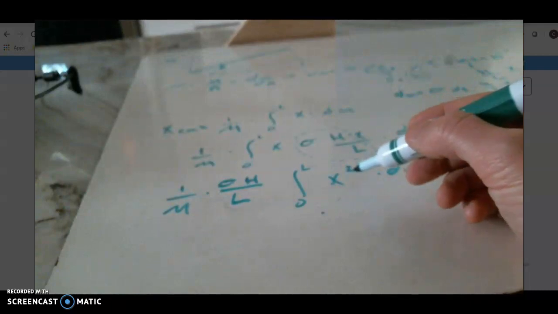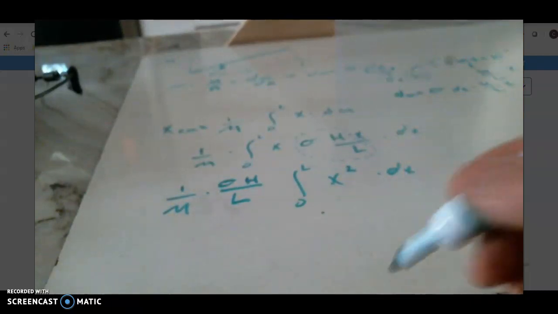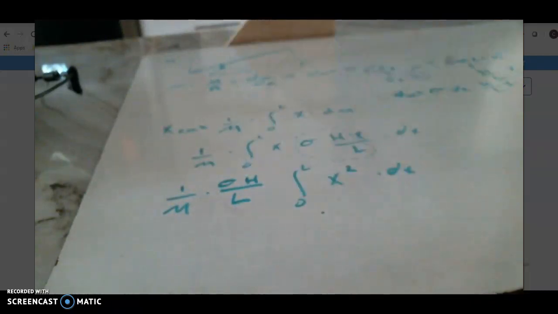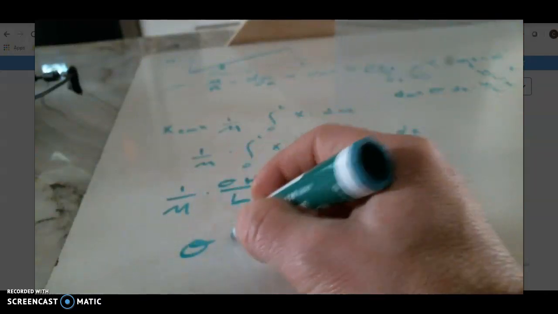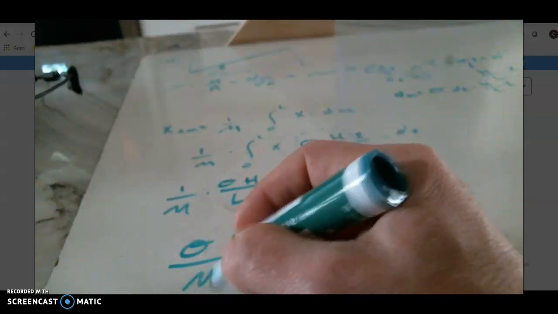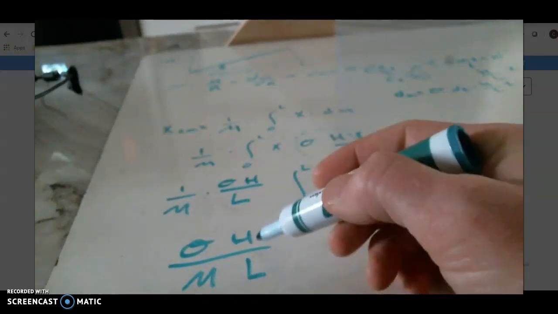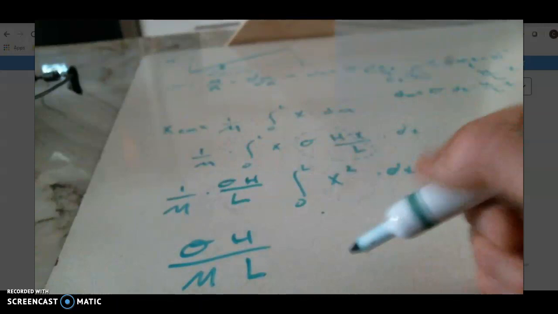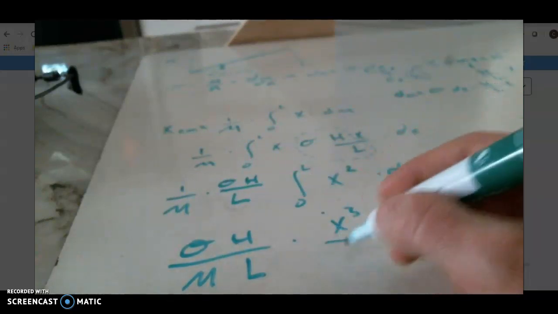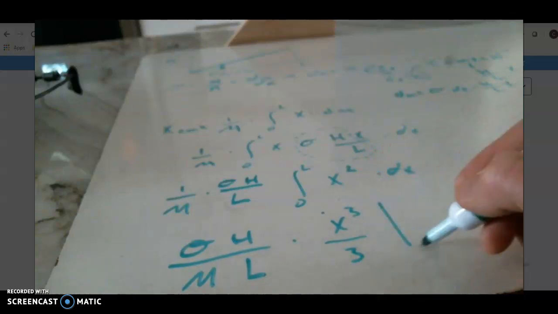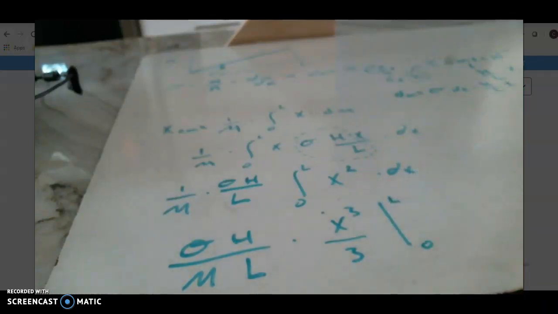This becomes x to the third over 3. Okay, remember, I'll just write it like this again. Sigma h over m L. That's just everything that's outside of the integral now. This will become x to the third over 3, and I will go from 0 to L.